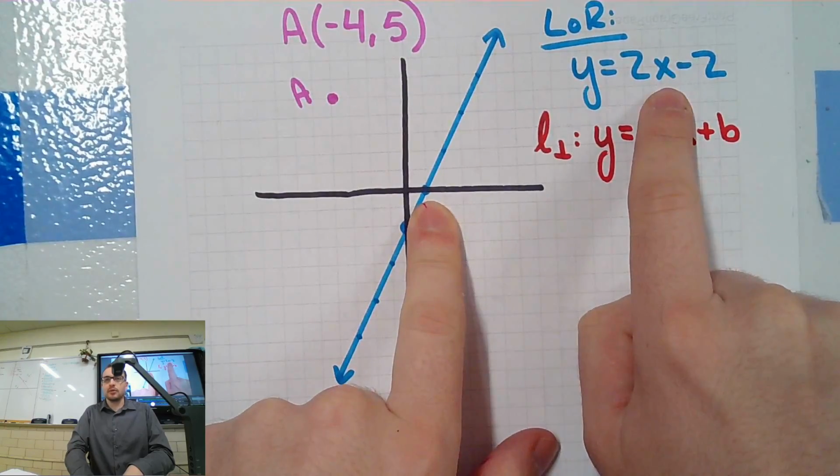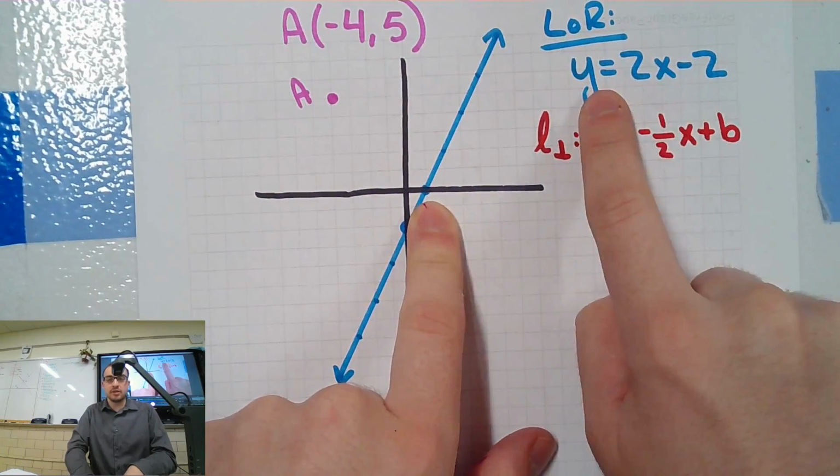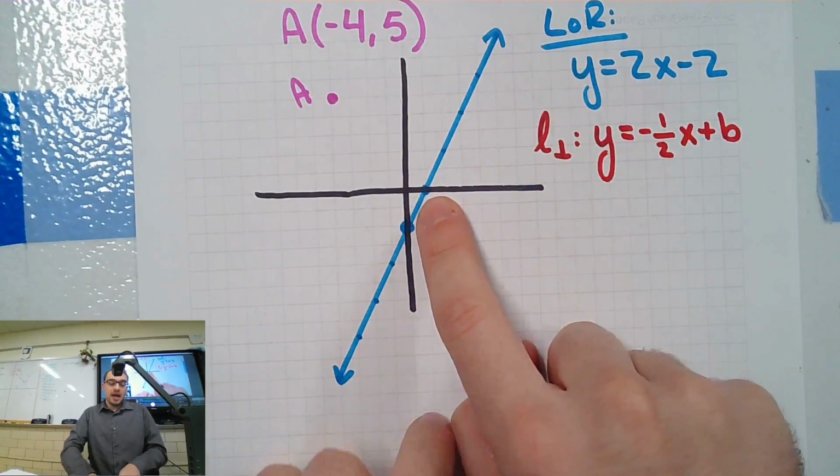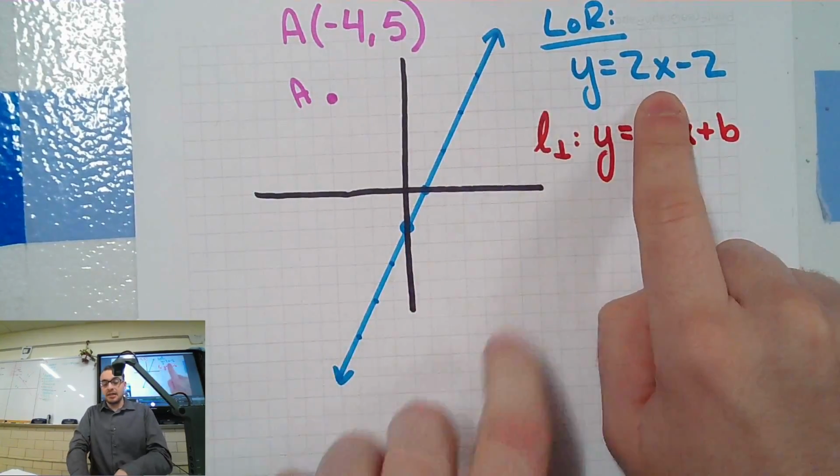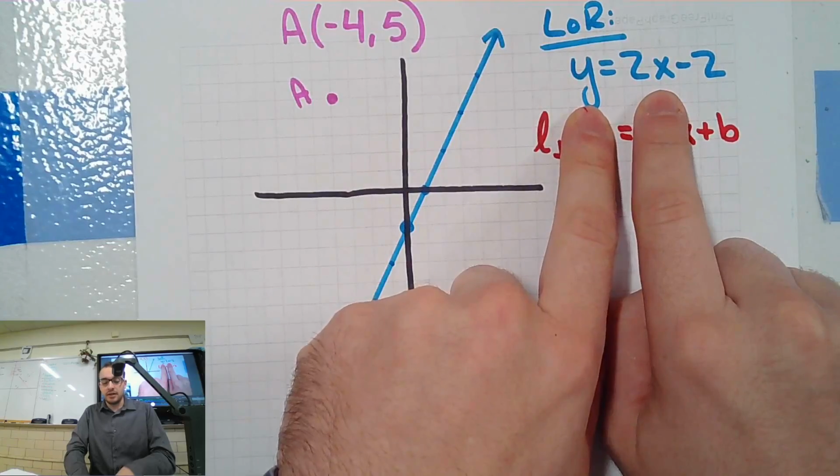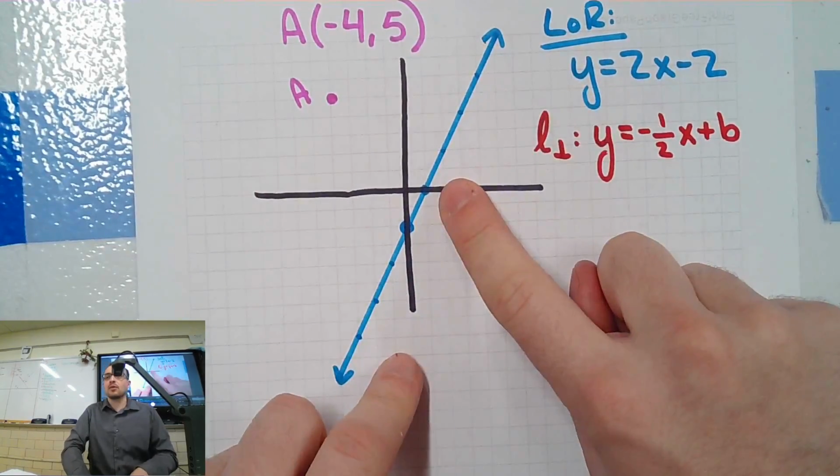If you plug in 1 right here, what do you get for y? 0, because 2 times 1 is 2, minus 2 is 0, right? So (1, 0) is the solution. Every point on this line is a solution to this equation, right? An x value that you plug in and it pops out a y value.